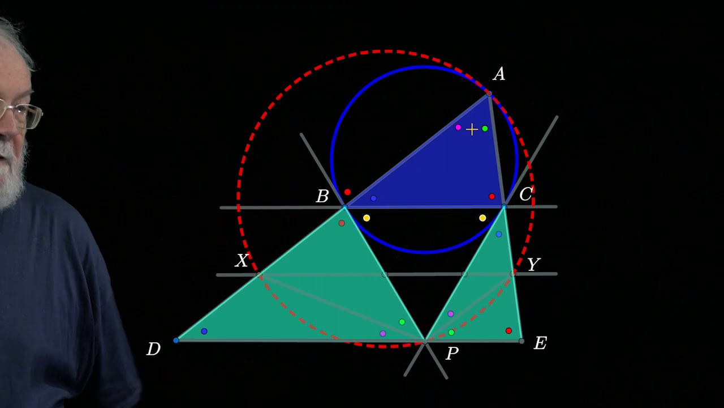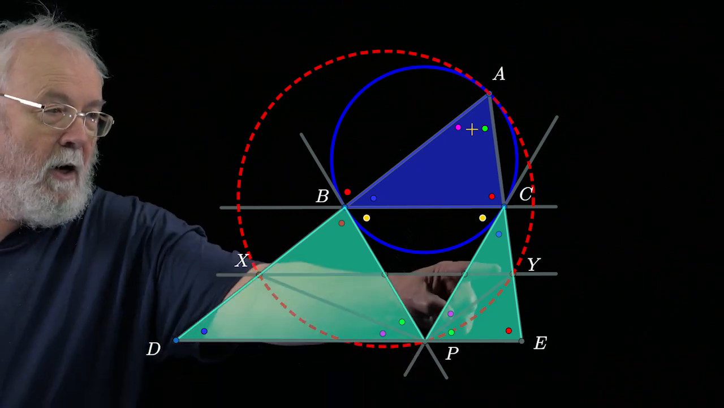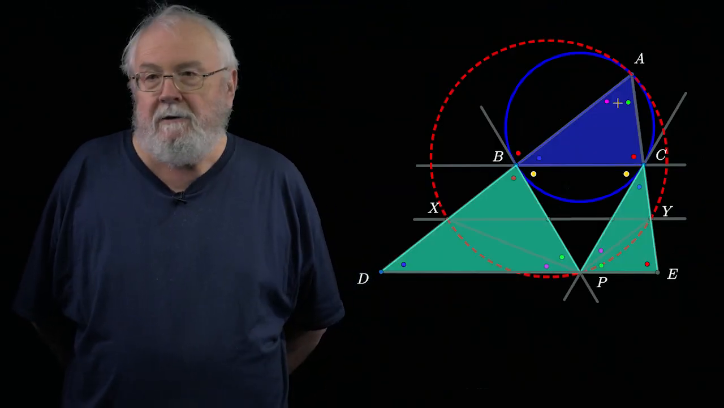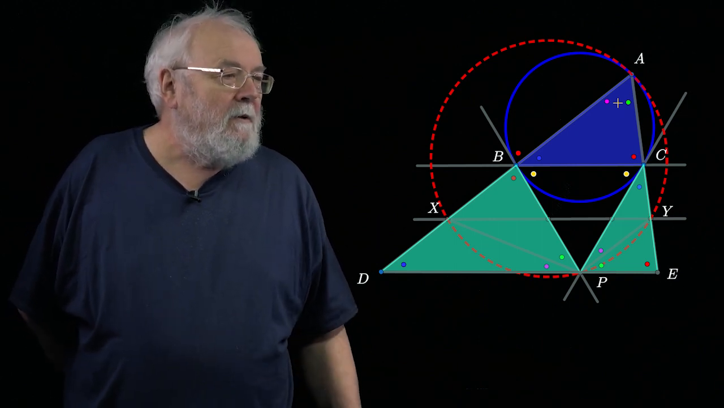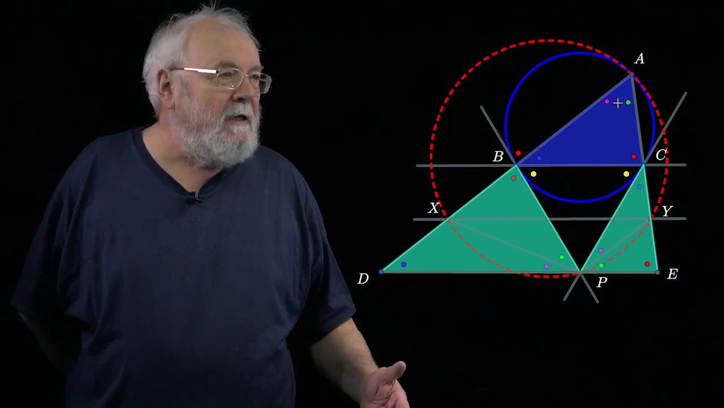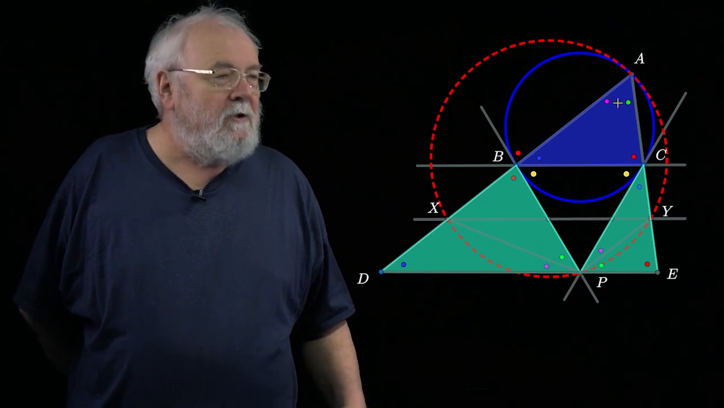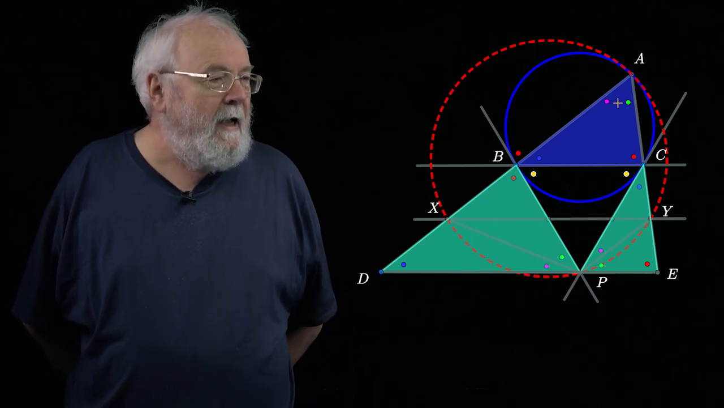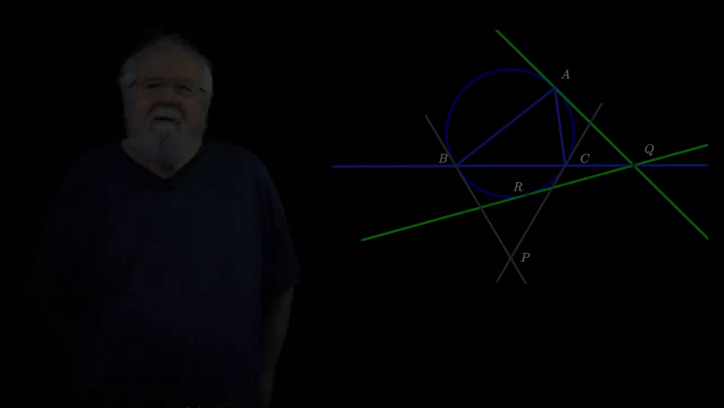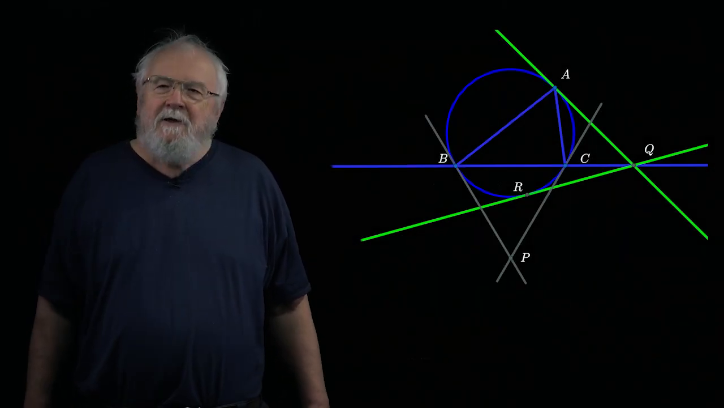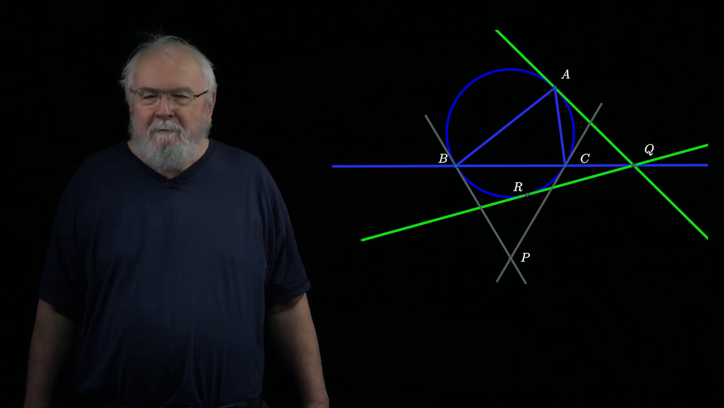So this angle, XPY, is 180 minus magenta minus green. But that's exactly what you want. The two opposite angles add up to 180. So there is a circle that passes through A, X, P, and Y. And we're done. There's some advanced Euclidean geometry going on hiding behind this question.